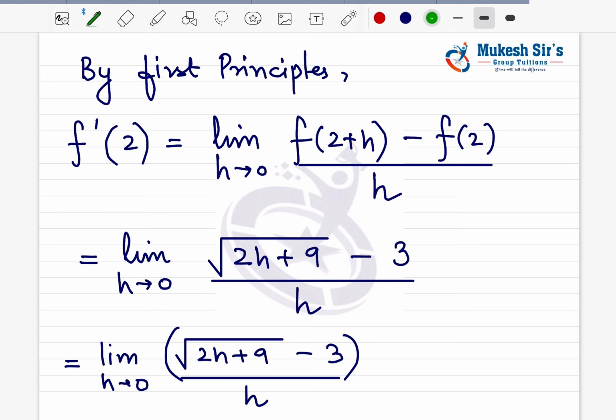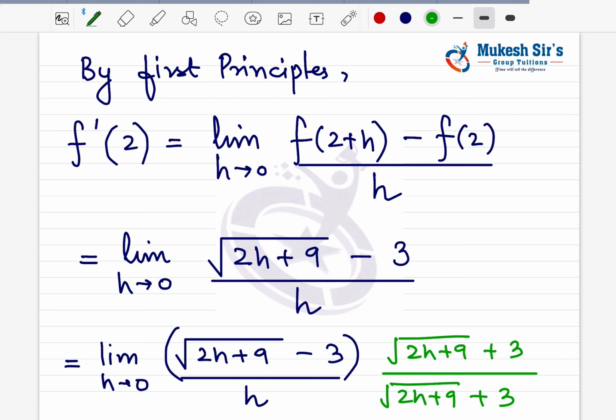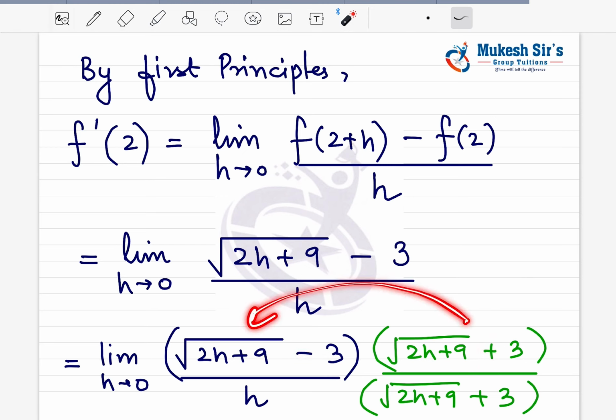You have to multiply and divide by its conjugate. So the conjugate will be root of 2h plus 9 plus 3 upon the same term, root of 2h plus 9 plus 3. So you multiply and divide by the conjugate of the numerator. Now in the numerator you can use a plus b into a minus b, so this plus and this minus. a plus b into a minus b is equal to a square minus b square, right? So it will be this square minus this square.